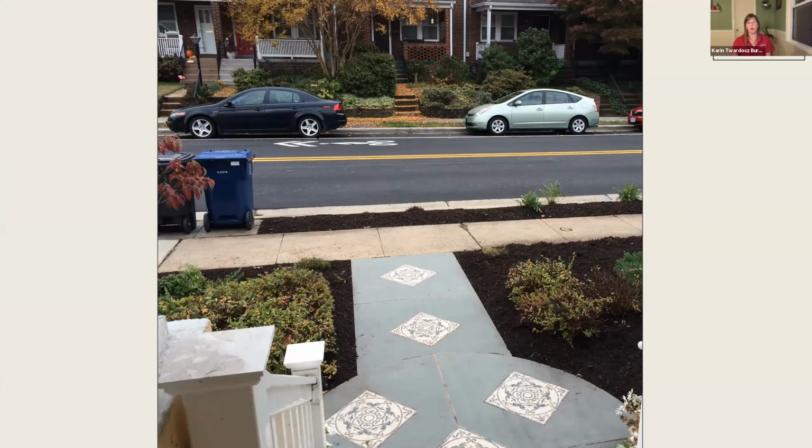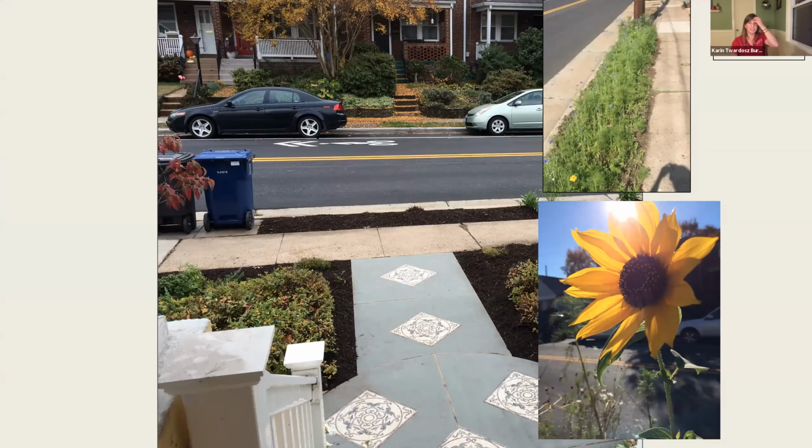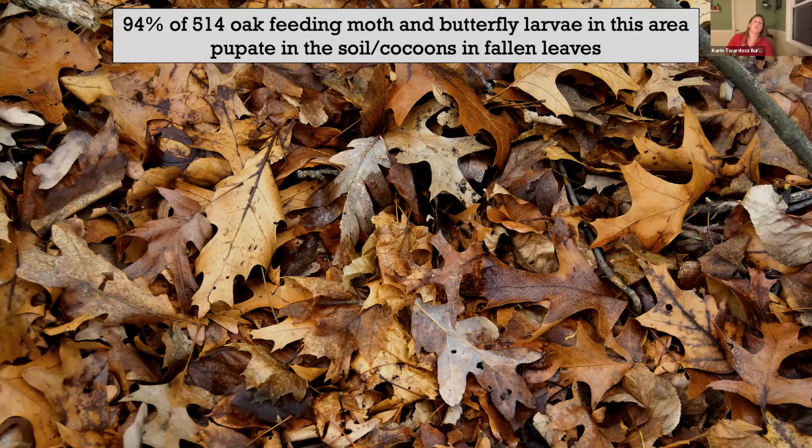And I'm just going to highlight one management practice briefly that I've gotten really interested in, and that's fall leaf litter removal. This is something that's done every fall, but a lot of our moth and butterfly larvae actually pupate in the soil and in cocoons in fallen leaves. And what this means is that when we remove all of this leaf litter, we're removing an important resource for another part of these insects' life cycles.